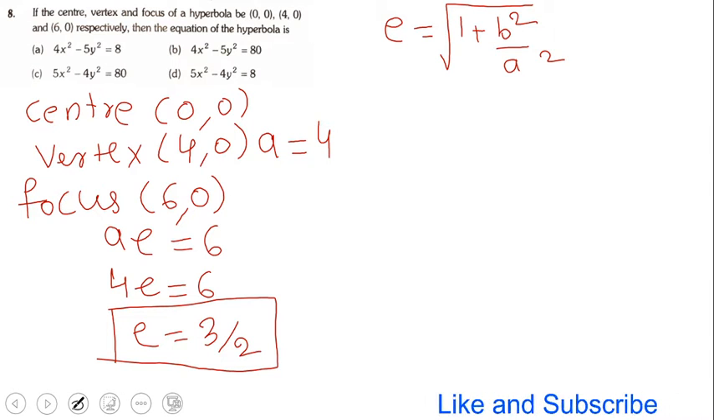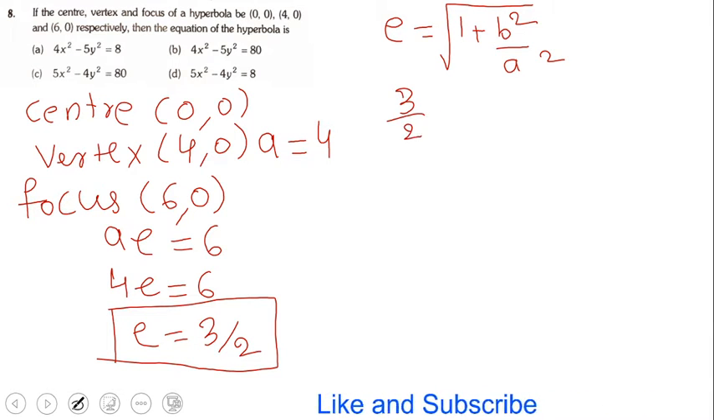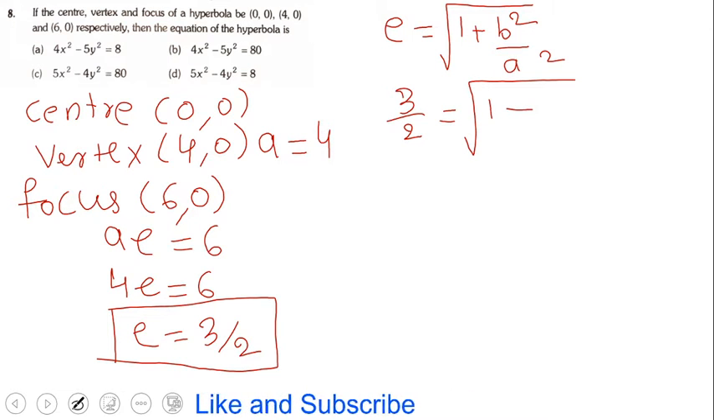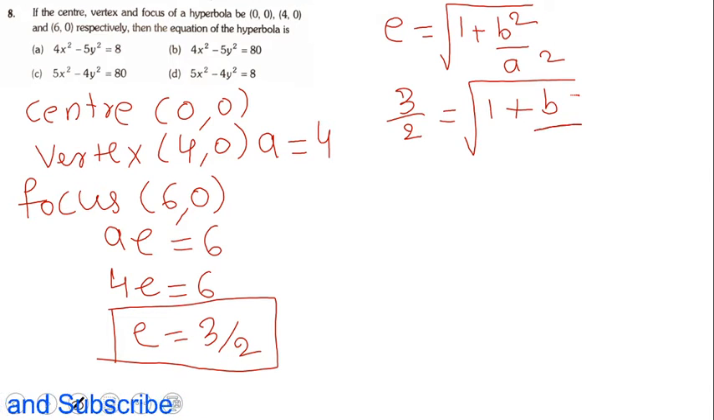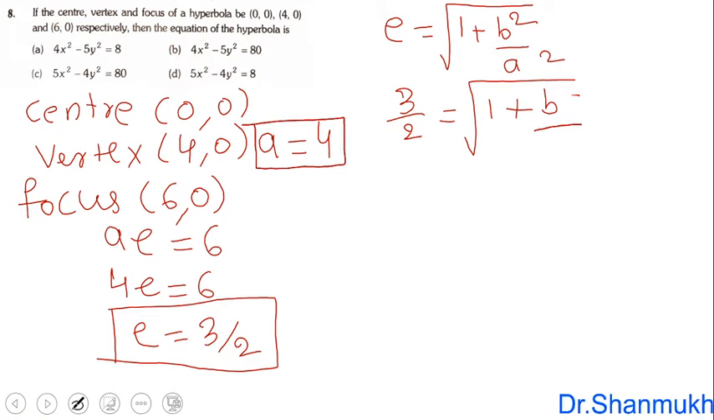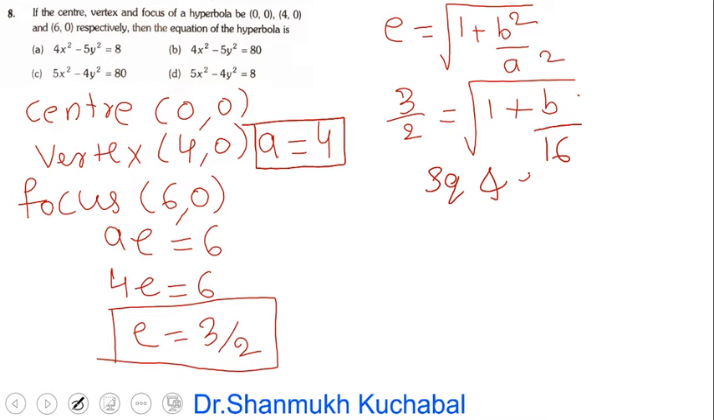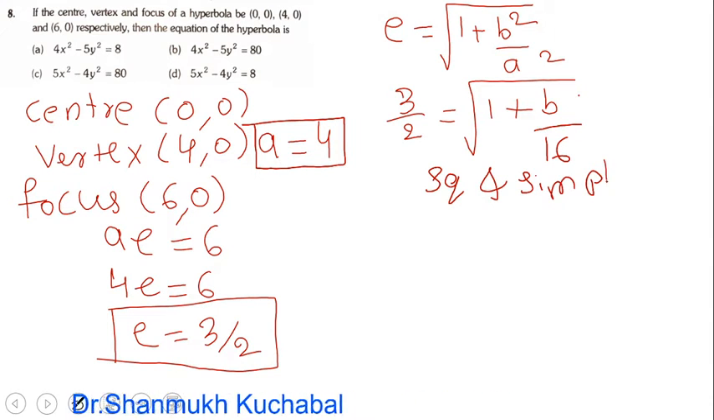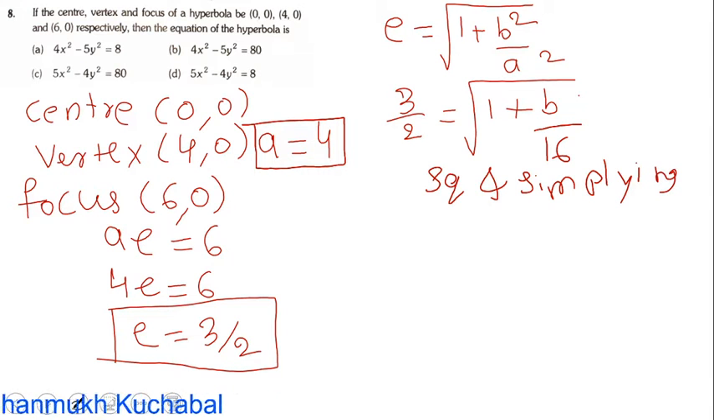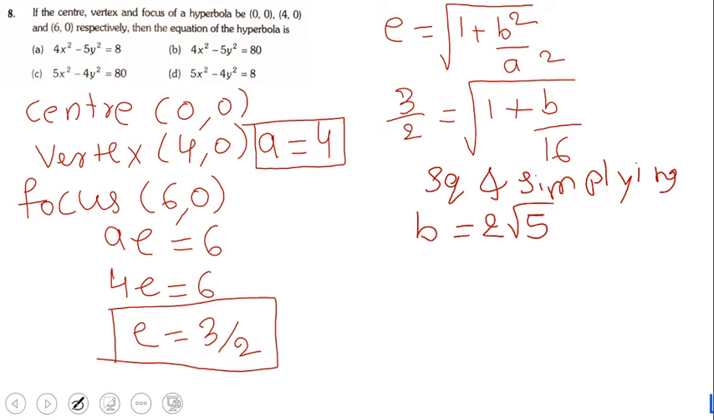So e is 3 divided by 2. It is the square root of 1 plus b square, which we don't know, divided by a square. So a is 4, and 4 square is 16. Now we will square both sides and simplify this. Simplifying, we are going to get the value of b as 2 root 5 here. So we got the values for a, e and b.